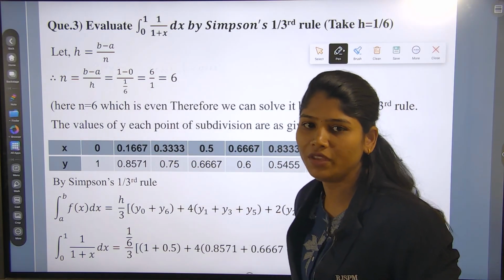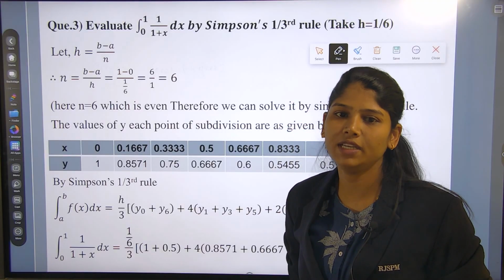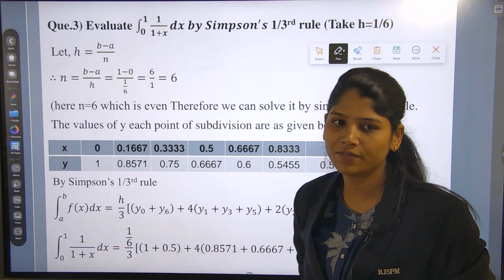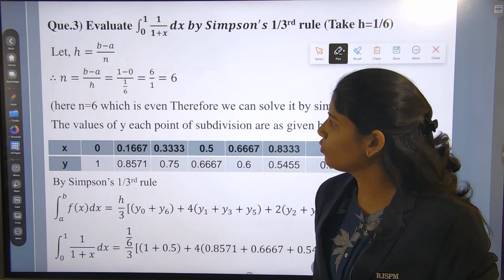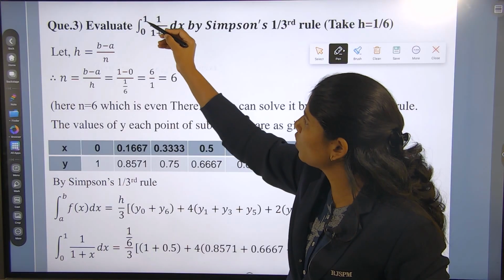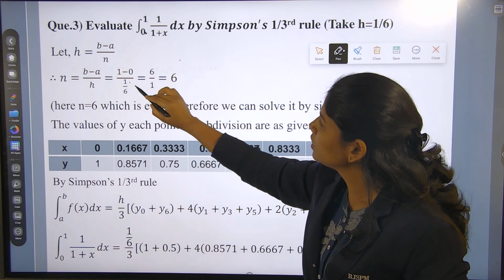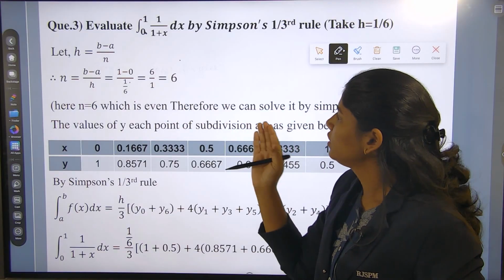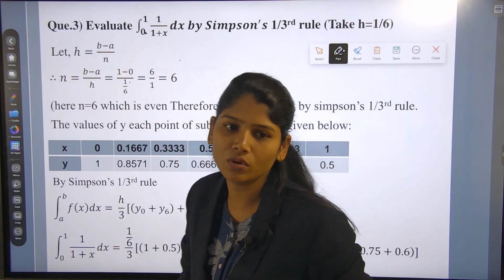Another question is here: evaluate the integration from 0 to 1, 1 upon 1 plus x dx, by Simpson's 1/3 rule, and h is given as 1 upon 6. So when h is given, find out the value of n. We know the formula, n equals b minus a upon h. So write down here b, 1 minus 0 upon the value of h, which is 1 upon 6. So it is 6 upon 1, so we get here 6. The value of n is 6, which is even. Therefore we can apply Simpson's 1/3 rule.